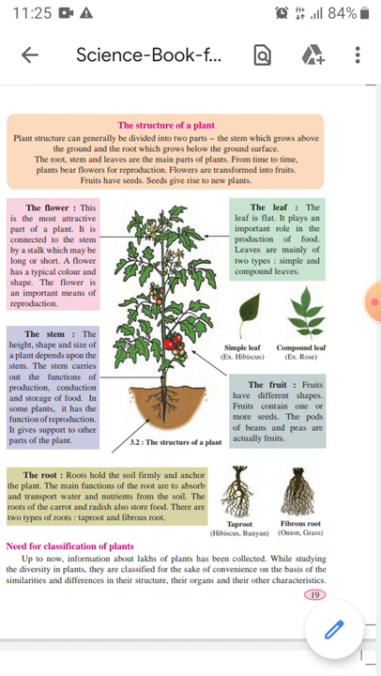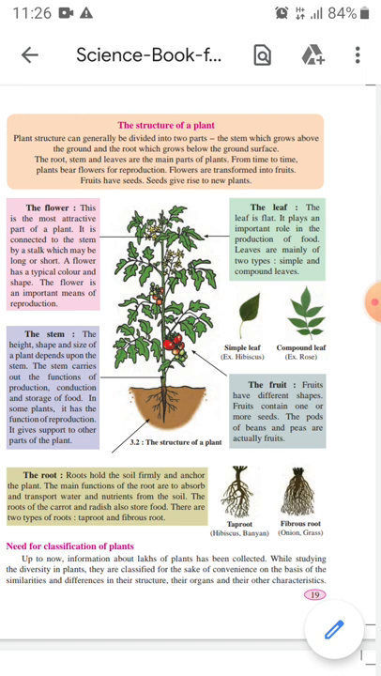Then the last one, fruit. The last part of the plant is the fruit. And fruits have different shapes. Fruits contain one or more seeds. The pods of beans and peas are actually fruits.